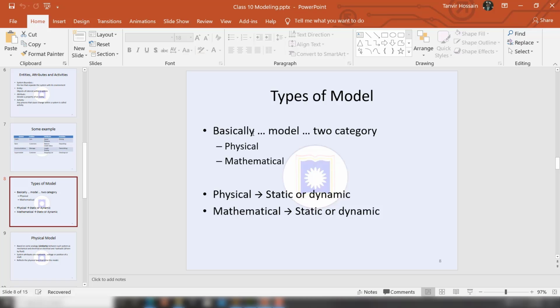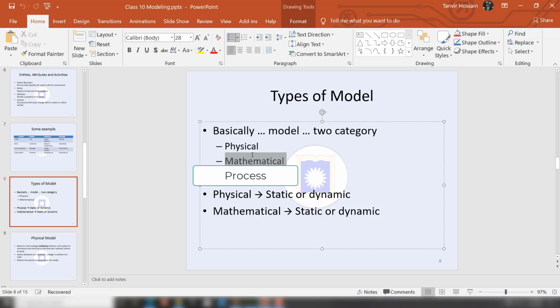Basically, models are of two categories. Actually, we are seeing here two, but there is a third category. We have talked about it previously, the process model. However, in this specific context, we are going to talk about only these two. But do remember, the categories of models are three, not only these two: the physical model, mathematical model, and process model. The physical and mathematical models can be divided into two separate classifications, the static or dynamic. So let's dig into these two types of models.